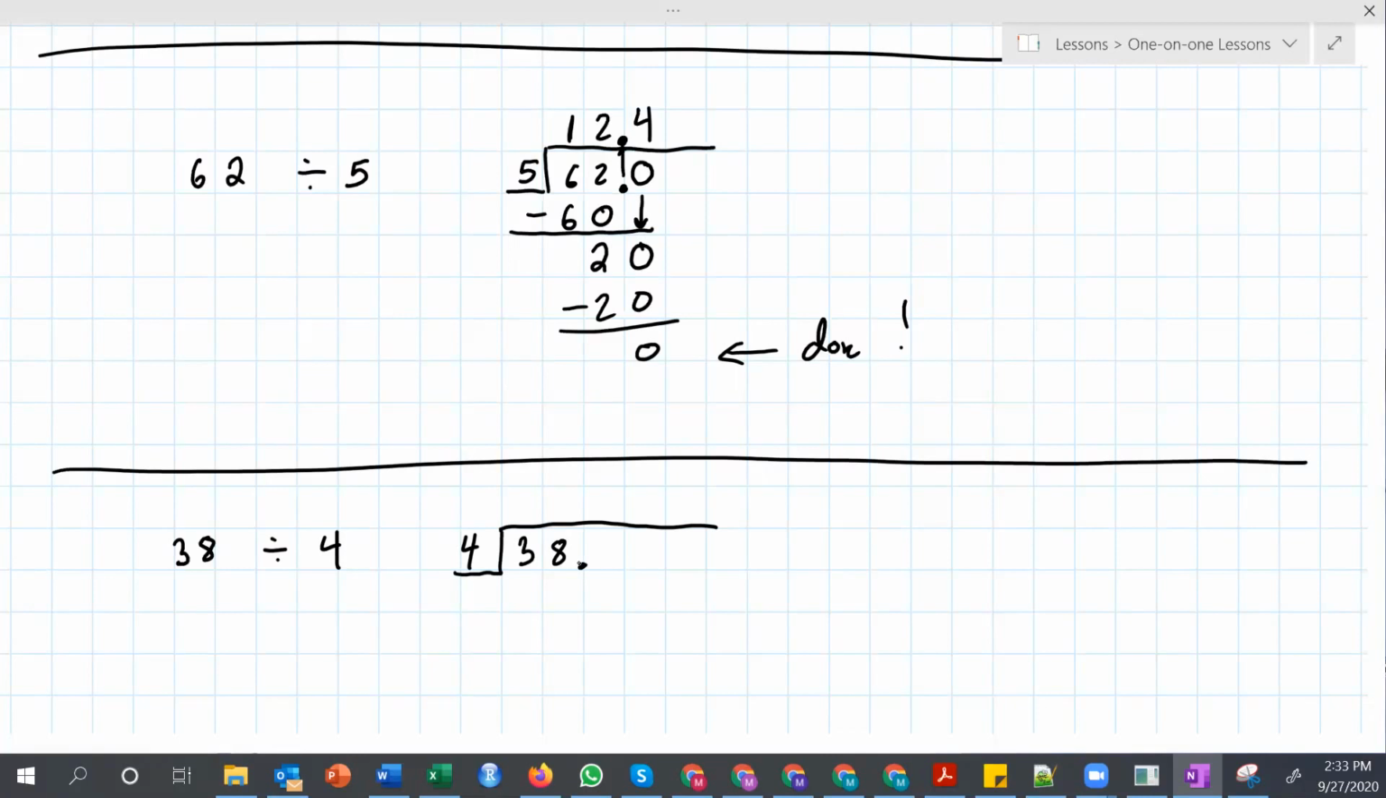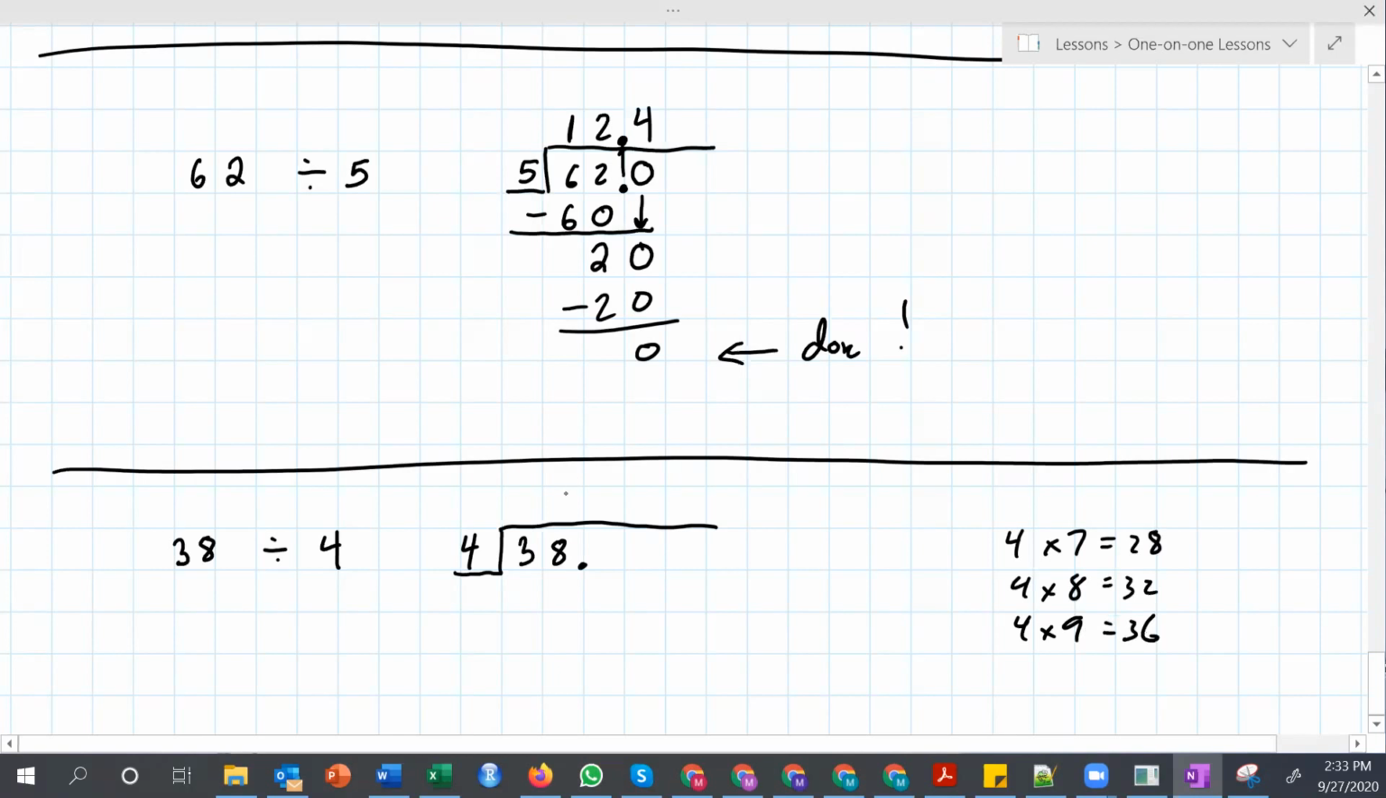So how many times does 4 go into 3? Well, 0 times, okay. But that means you got to get a number here. So you're trying to find the nearest multiple of 4. So this is where you got to be quick. You'd be like, okay, 4 times 7, that's 28. 4 times 8 is 32. 4 times 9 is 36. And you realize, okay, that's the one, 9. So 9 times 4 is 36. And you subtract.